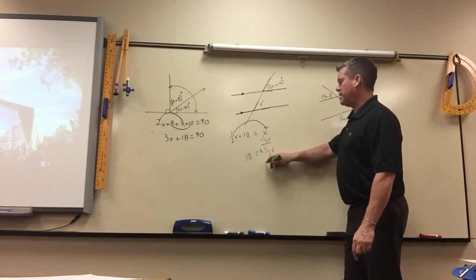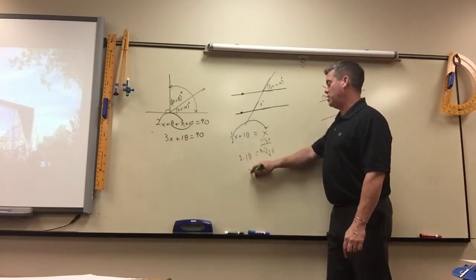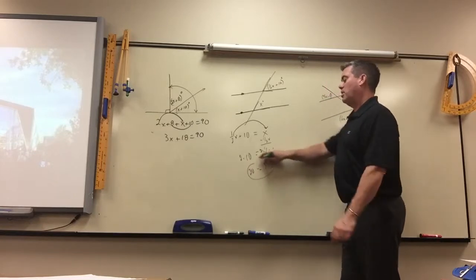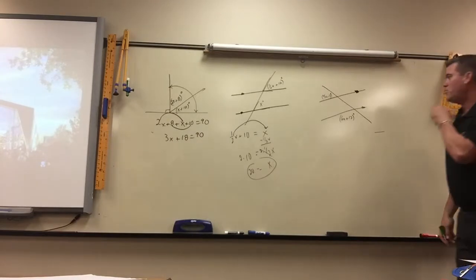Because if you take 2 times 1/2, they cancel each other. So take that times 2 and you get 20. Remember, dividing by 1/2 is the same thing as multiplying by 2.